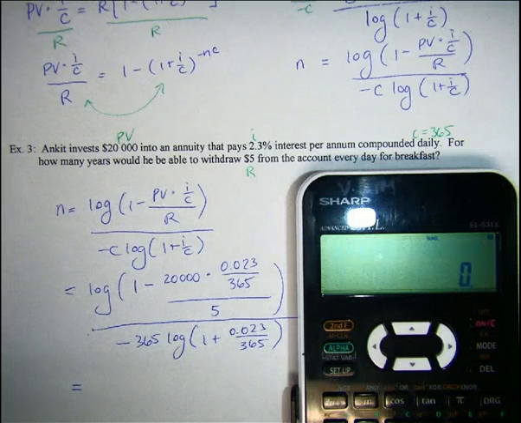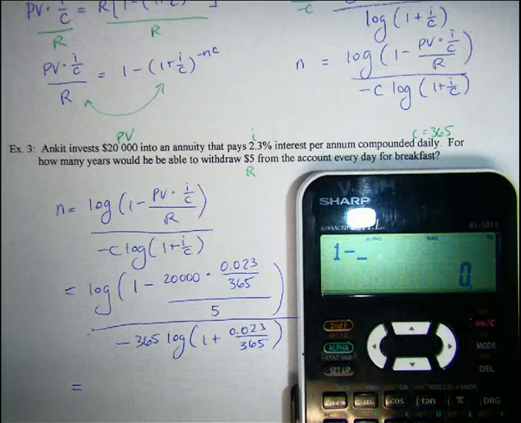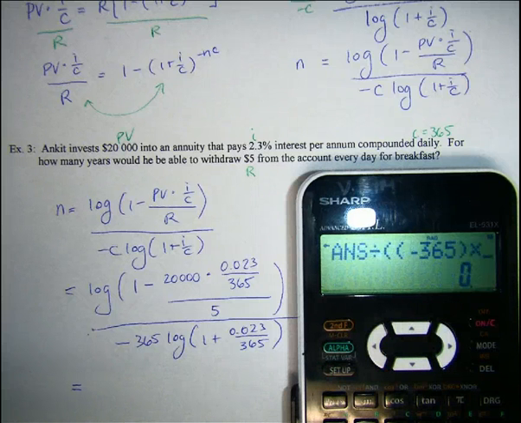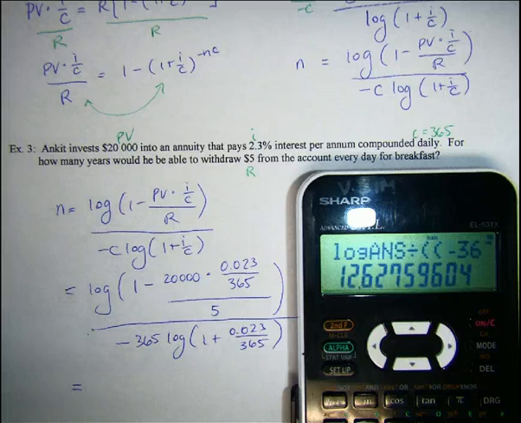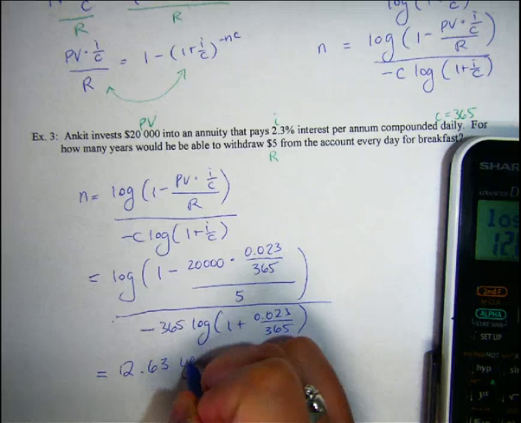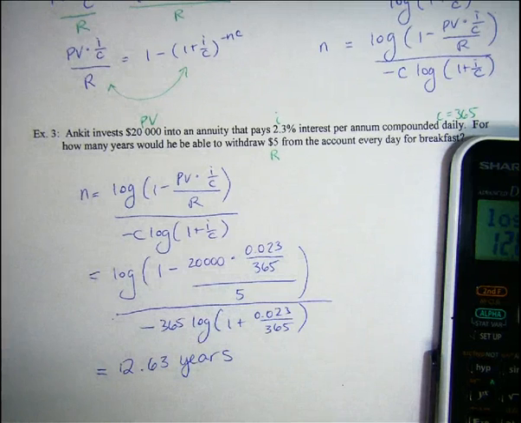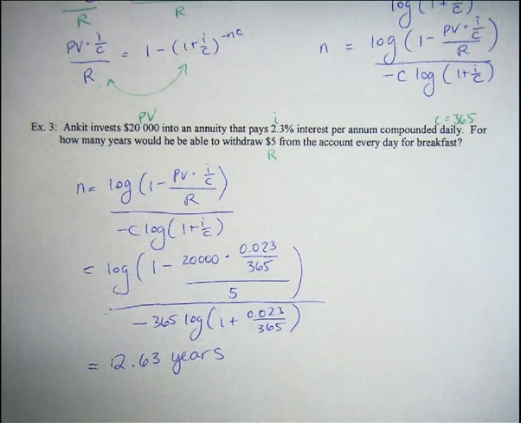Let's plug everything into our calculator. If you'd like, write out your answers as you go along. I'm going to try to do it all on my calculator. 0.023 divided by 365. Divide that by 5. 1 minus the answer. Log of that answer divided by negative 365 times log of 1 plus 0.023 over 365. Fingers crossed. 12.63 years. So if you need to borrow money for breakfast, go to Ankit.